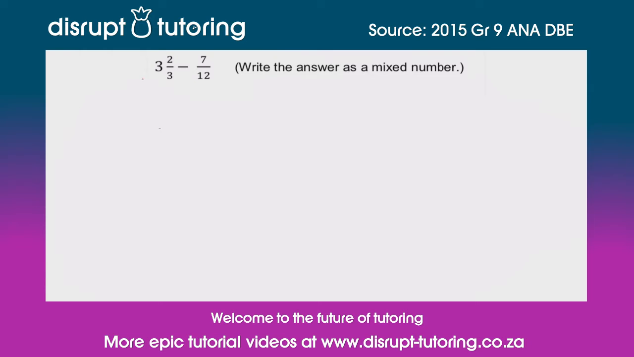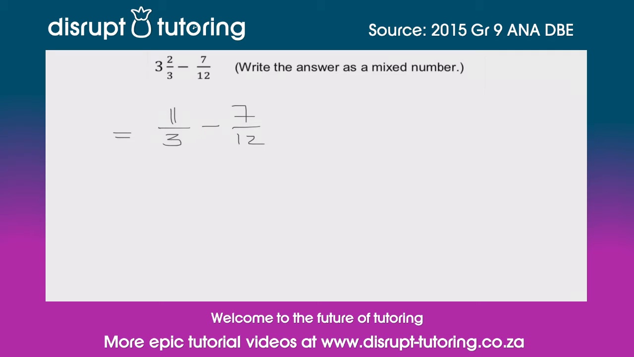The first thing we always need to do is get rid of anything that looks a little strange. So this mixed number is very difficult to work with, and we need to convert that into an improper fraction. How would we do that? Well, we'd take this 3, times it by this 3, and then add the 2. So 3 times 3 is 9, plus 2 is 11, and we put that over the same denominator. And then we need to say minus 7 over 12.